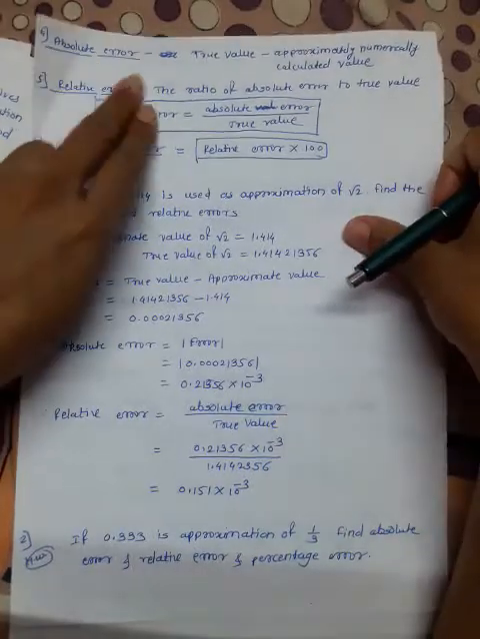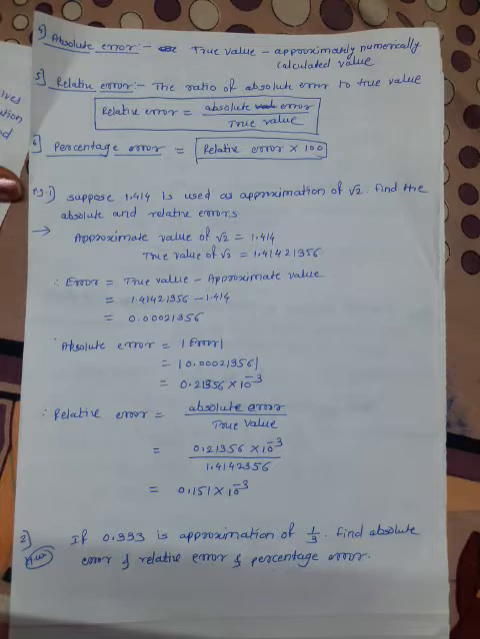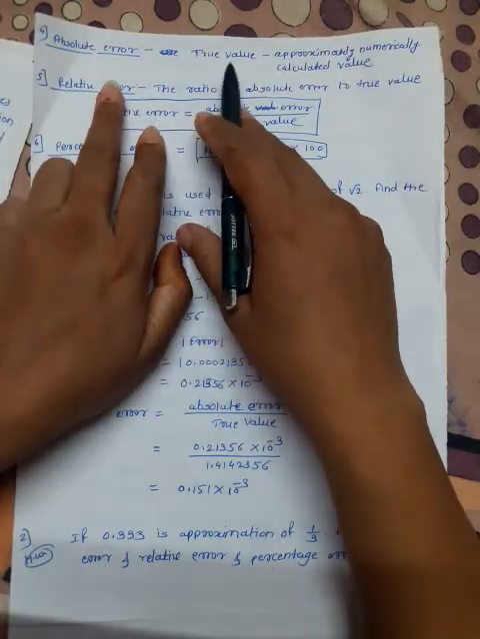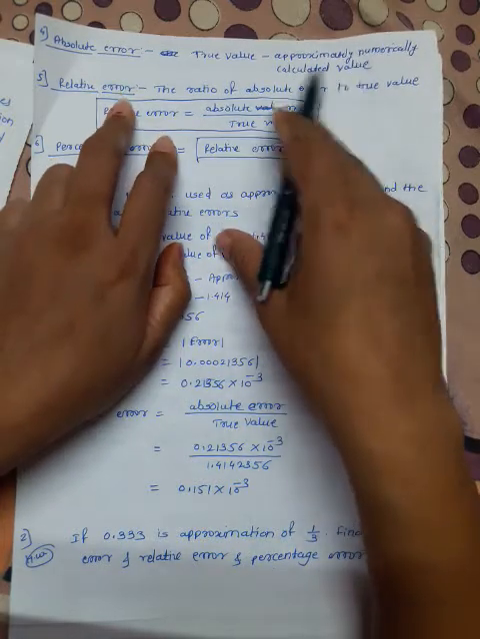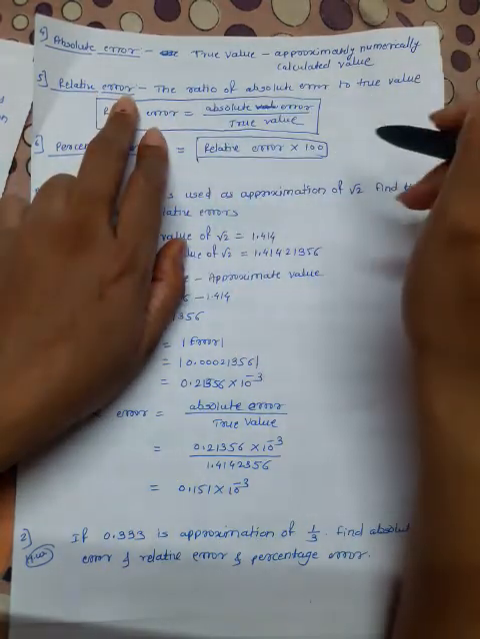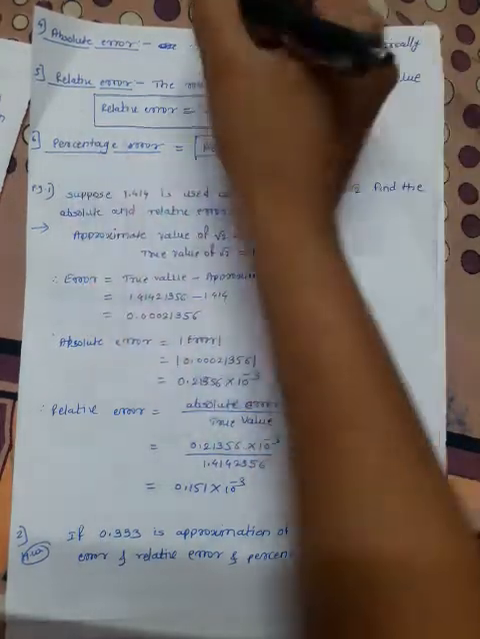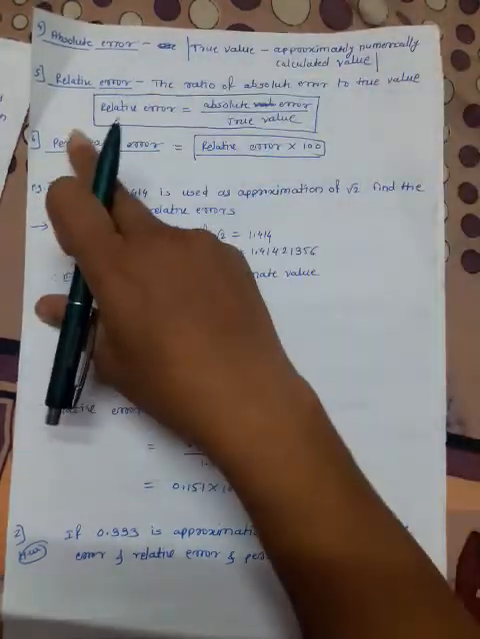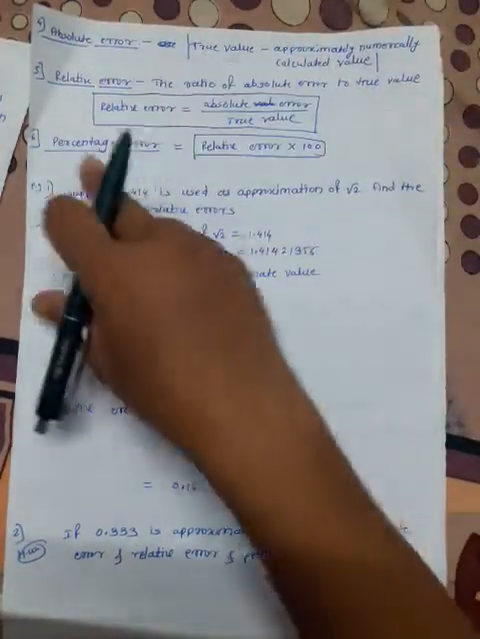Next, absolute error. Absolute error is nothing but the true value minus the approximated, numerically calculated value. This is the formula for absolute error. Take the absolute value, the positive value of the error. Absolute, we know, is the mod value. Take the positive sign only.